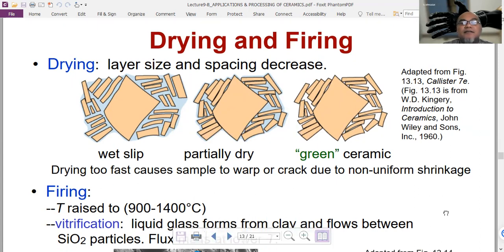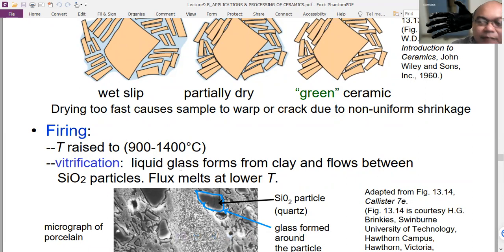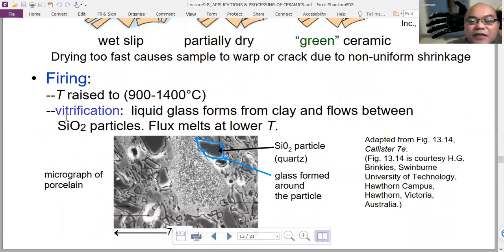During firing, the temperature is raised to a very high temperature. This is used when you make ceramics, houseware, bricks also, ceramics in your toilet. Then the final step is firing. Very high temperature, 900 to 1400 degrees Celsius. A process of vitrification will occur. In this case, liquid glass will form from clay and flow between the silica particles, silicon dioxide particles.